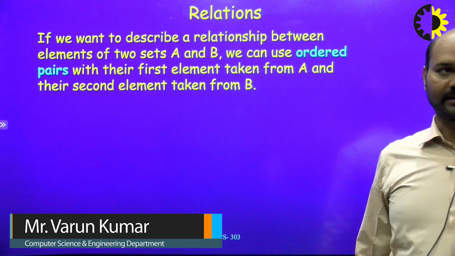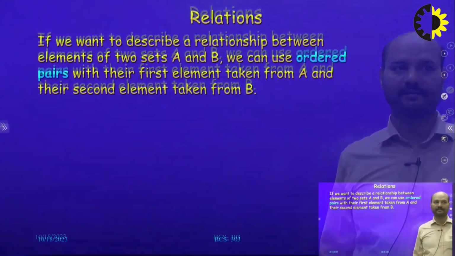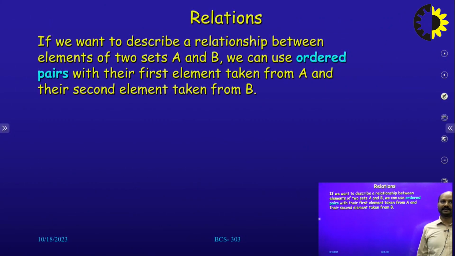So let's discuss the relation. If we want to discuss a relation between elements of two sets like A and B, we can use an ordered pair with the first element taken from set A and the second element from set B.